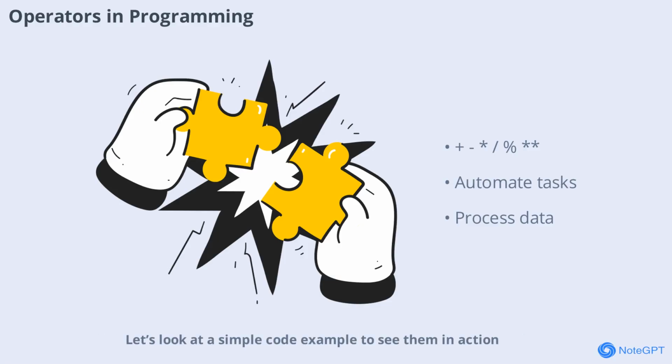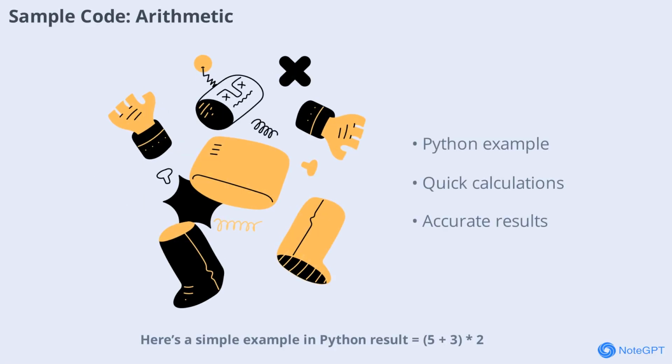Let's look at a simple code example to see them in action. Here's a simple example in Python. Result equals 5 plus 3, times 2. This code adds 5 and 3 to get 8, then multiplies by 2 for a final result of 16. Programming languages use arithmetic operators to perform calculations quickly and accurately. Understanding how these operators work in code is essential for anyone interested in technology or computer science.